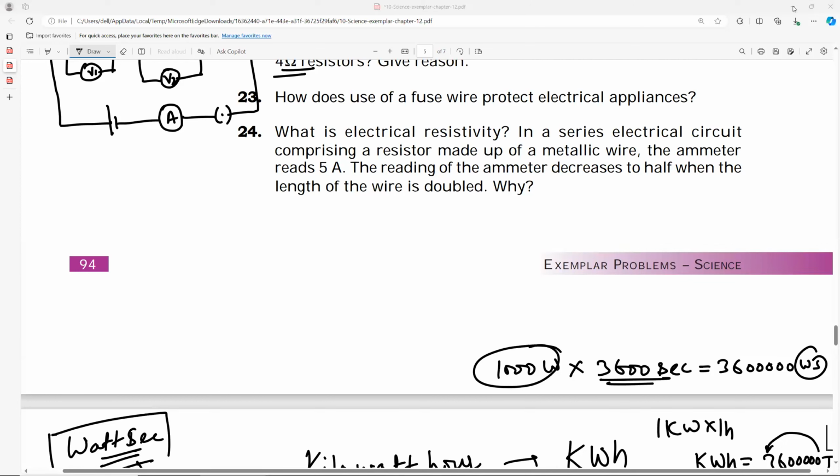The ability of a material to resist conduction. Yes, we can say that the ability of the material to oppose the flow of current, but that is resistance. What is the difference between resistance and resistivity? Resistivity is the ability of the material. And what is resistance? So let me explain to you what is resistivity and resistance.